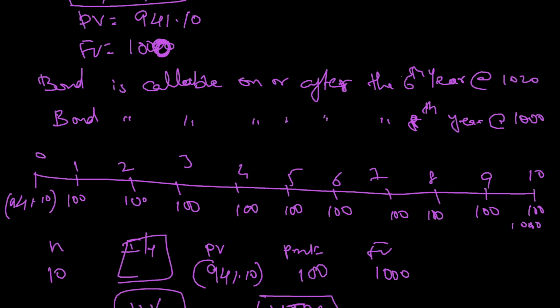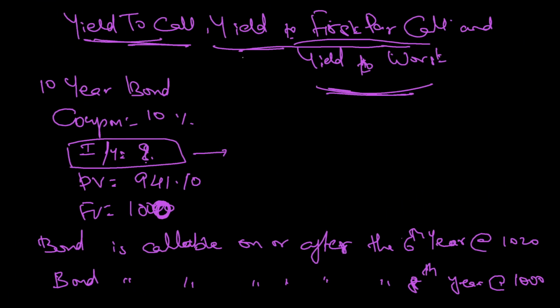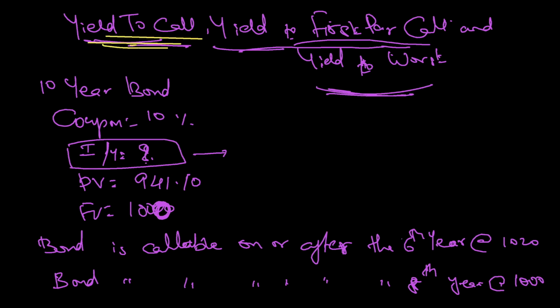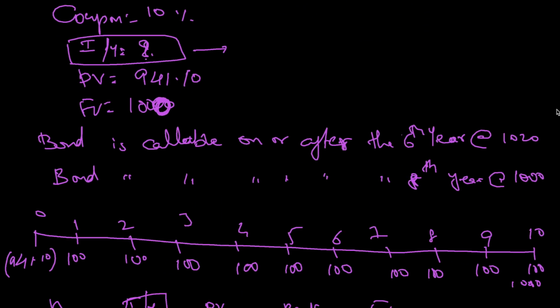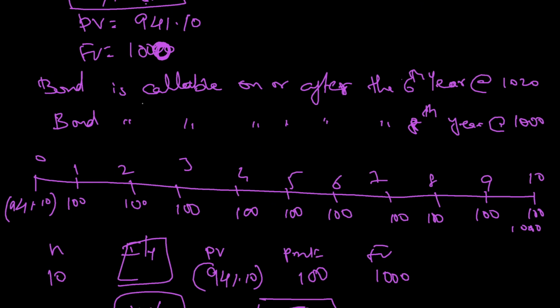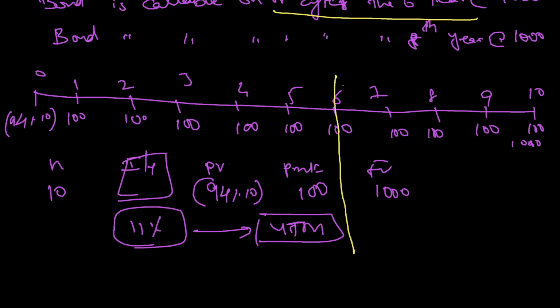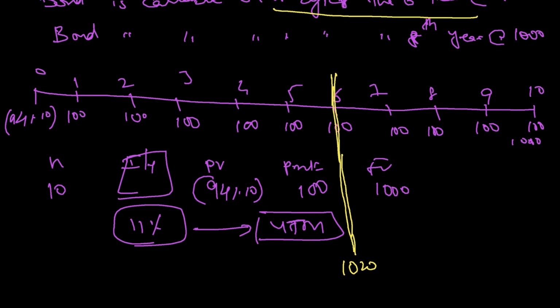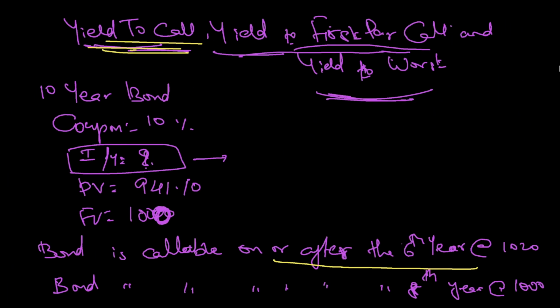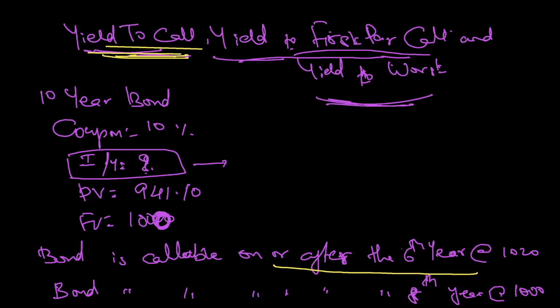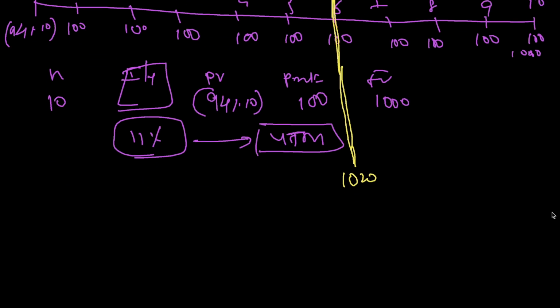Then I need to find out yield to call. Yield to call as in when the bond is called first time. Yield to call when it is callable on or after the sixth year at 1020. So the bond is callable on or after the sixth year, and if it is callable, they will call back at 1020. So if this is the case, what is the yield to call? So yield to call I need to find out.